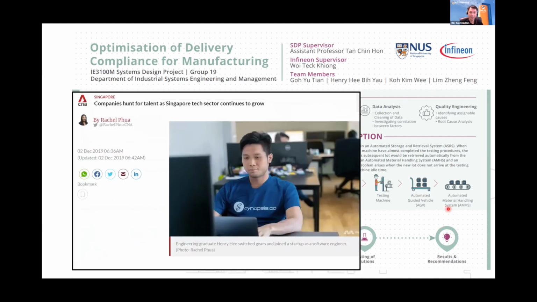But one of the teammates over here, Henry, was actually featured in Channel News Asia back in 2019. In the end, he didn't go on to work in the manufacturing industry, but he went on to work in a tech startup. So Henry was one example where, given a versatile skill set, you are able to go into whatever industry you are interested in.